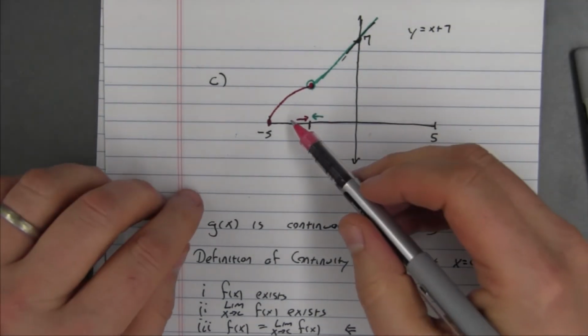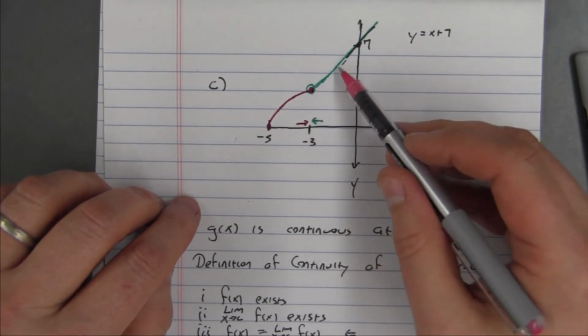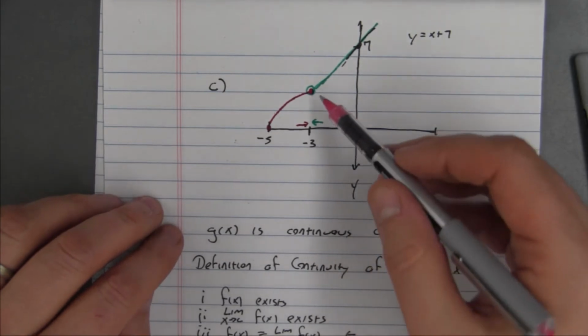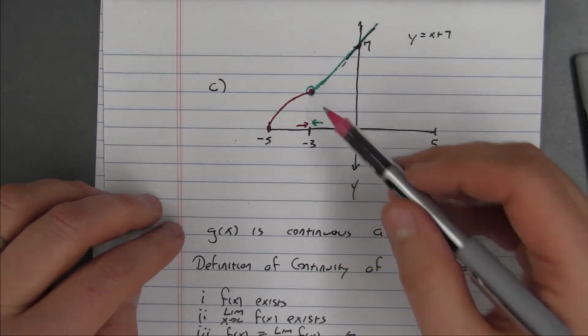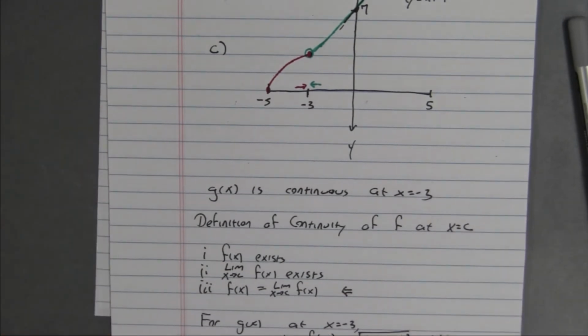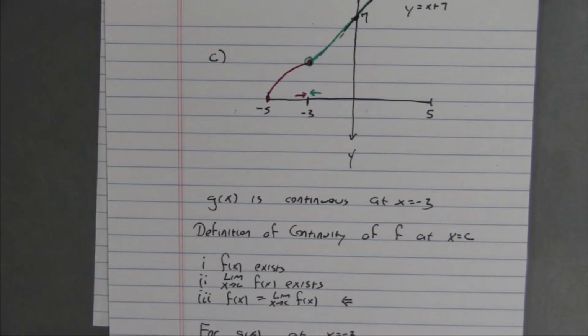So because this is a piecewise function that breaks at this point, there's a different function from the left and from the right. Well, if we can show those 2 limits from the left and the right are equal, then we've shown that this limit exists for part 2. So we have to look at the limit from the 2 sides.